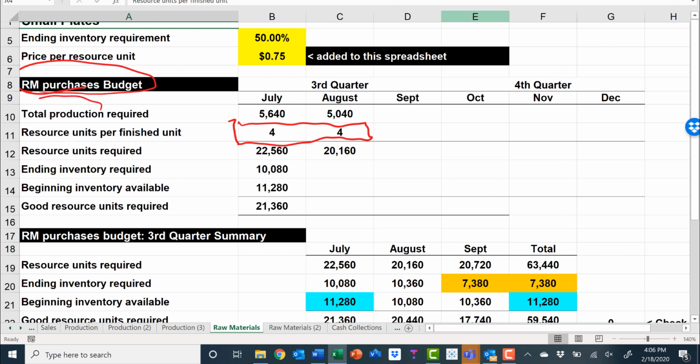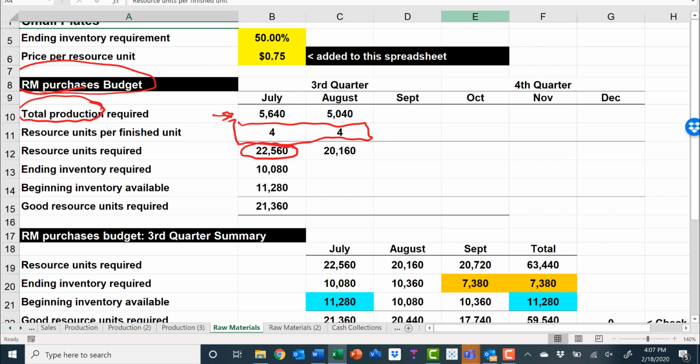Okay, so from our production budget, is that where that comes from? Yes. So from our production budget, we get these numbers, and you're converting them into these resource units required. So if I'm going to produce 5,640 finished units, I need to have, in terms of resources, 22,560 yards of goods. That's kind of the key piece here, because in this budget we're always talking about the raw materials and not the finished unit. Exactly.